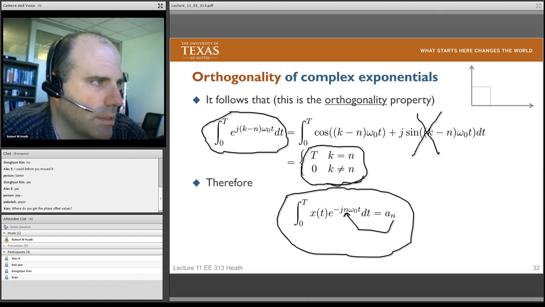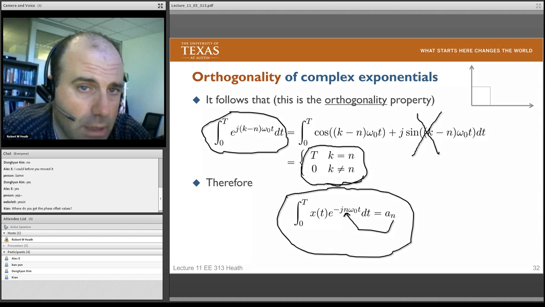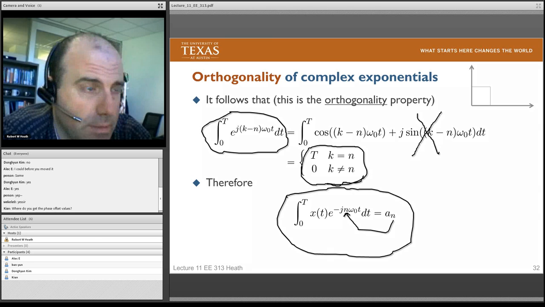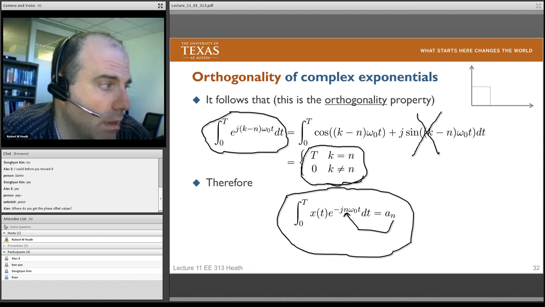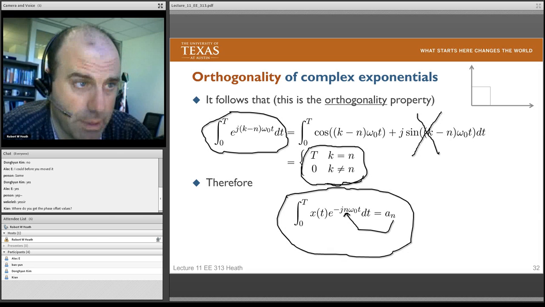This is actually something, if you take further signal processing classes, that you'll use quite a bit. You use this a lot in 445S and 351M. You use this in DSP, advanced DSP, the graduate level DSP. It's used quite a bit here. And this is called an orthogonality principle.